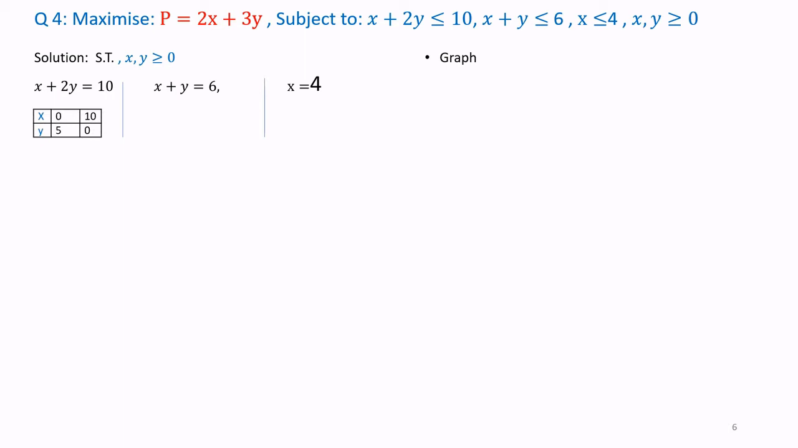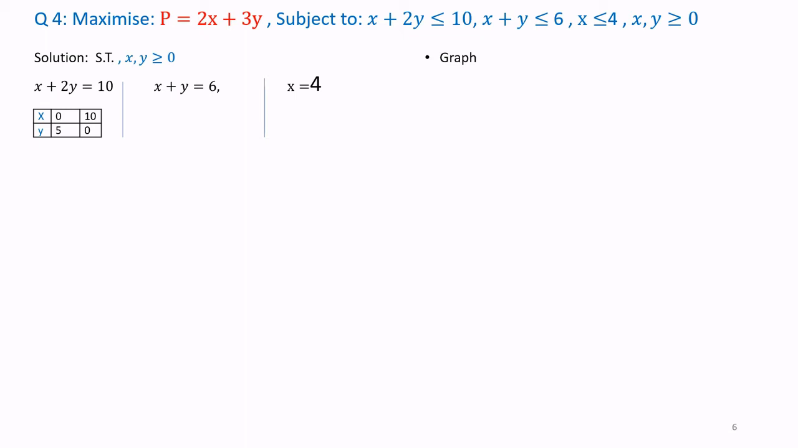We will put x is equal to 0. We get y is equal to 10 by 2, that is equal to 5. And then y equal to 0 we will put here. If you put y is equal to 0, x is equal to 10. So these two coordinates we have obtained: 0, 5 and 10, 0.